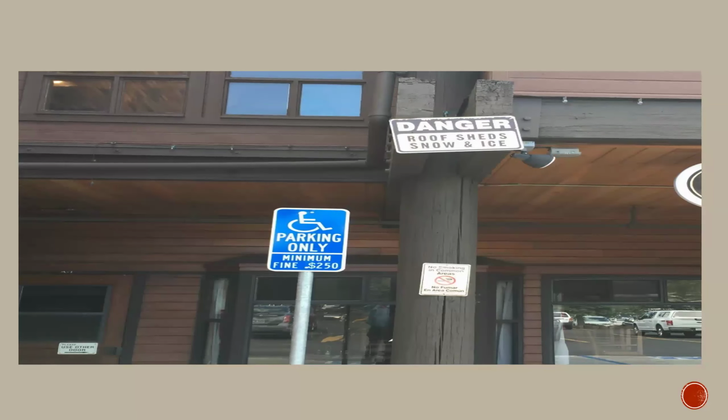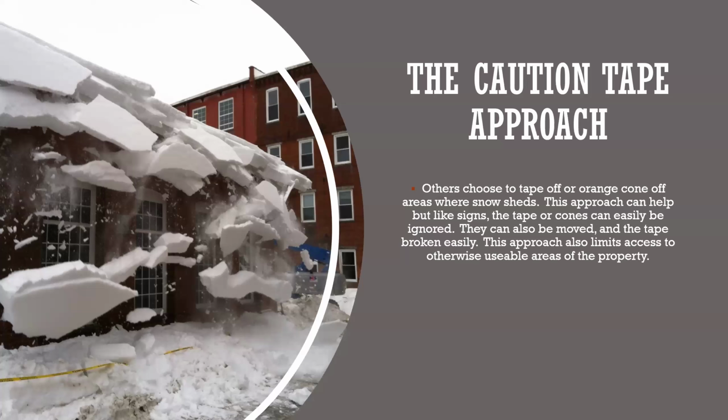Oftentimes these signs are put in very interesting places. Nothing says we care about our customers as much as having handicap spaces and accessibility to our customers, except for when the snow slides right in those same areas. So taking caution and making sure that those accessible properties are actually going to be accessible and safe to the clients and customers. The caution tape approach, as you can see in this photo, there's just a lot of flaws to this one. You're just blocking off otherwise usable areas of the property and hoping that the snow does not slide down on top of it, or somebody's kids are out there using it as a jump rope, or there's just so many possibilities and reasons that this one could possibly not work.